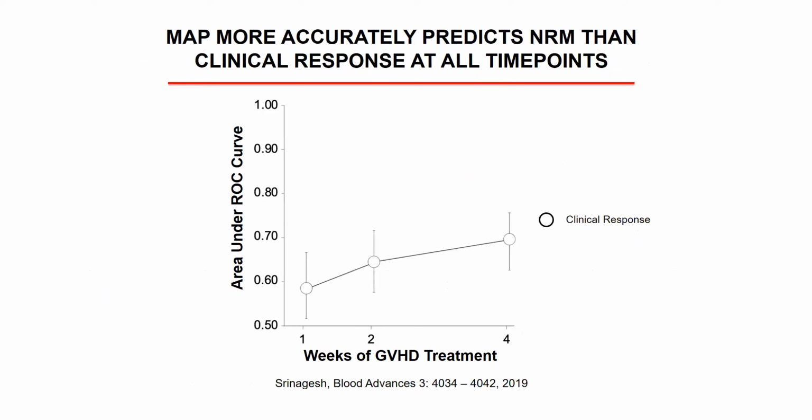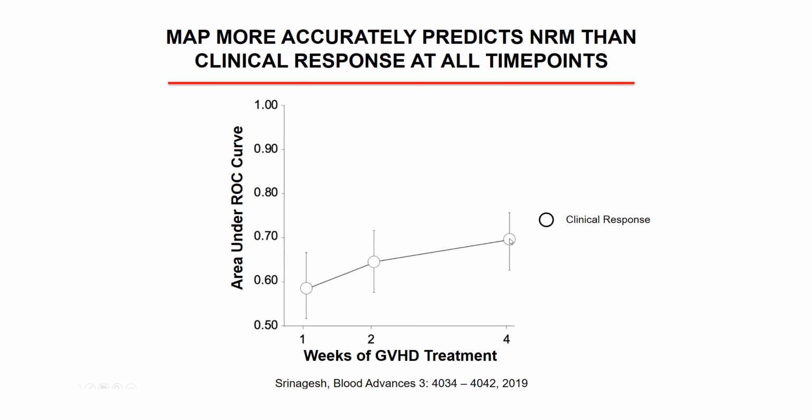So to finish, let me just show you what we've done now in looking at the same group of patients over time. And we've published these data now at the end of last year. And we found that the MAP more accurately predicts non-relapse mortality than the clinical response at all time points. So we looked at 1 week after treatment, at 2 weeks after treatment, and 4 weeks after treatment. And what you can see is that the clinical response goes from 0.59 up to 0.7.